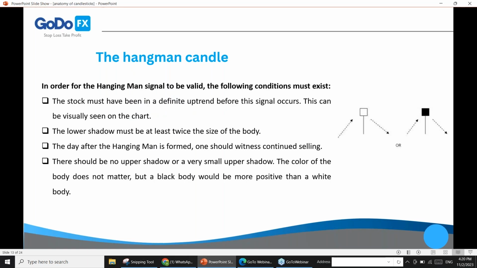So in order for the hanging man signal to be valid, the following conditions must exist. The stock must have been in a definite uptrend before the signal occurs. This can be visually seen on the chart. The lower shadow must be at least twice the size of the body. The day after the hanging man is formed, one should witness continued selling, and there should be no upper shadow or a very small upper shadow. The color of the body does not matter, but a black body would be more positive than a white body.